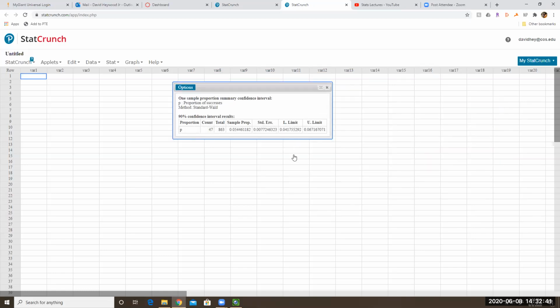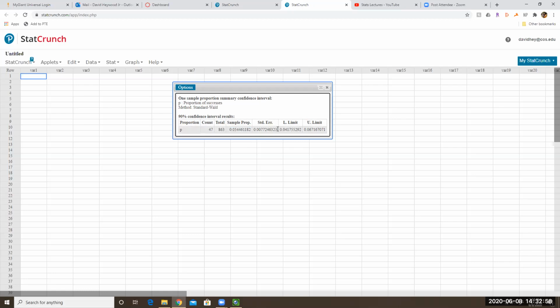So in this table, they give us several important things. One of the things they give us is the sample proportion right there, which is what we got when we did part A by hand, about 5.4%. So that's p hat, right? This thing is p hat.